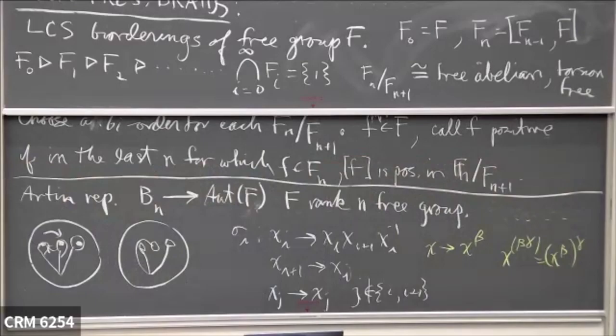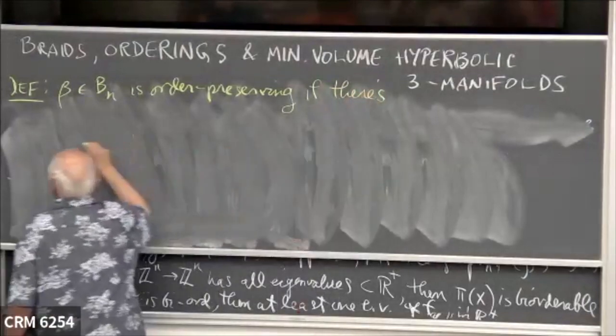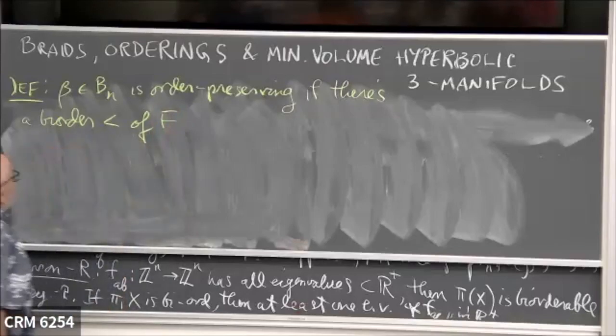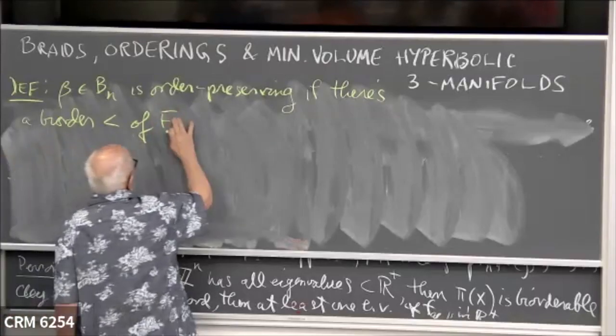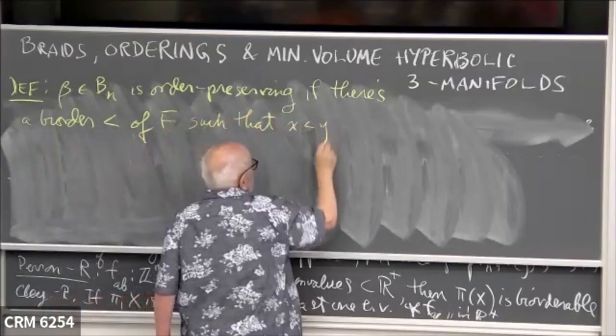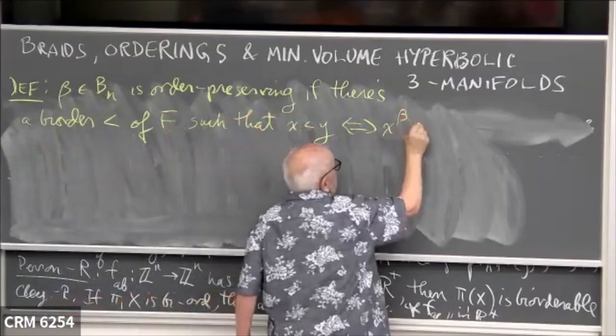So a braid is order preserving if there's a bi-order of the free group such that x less than y implies x beta less than y beta.